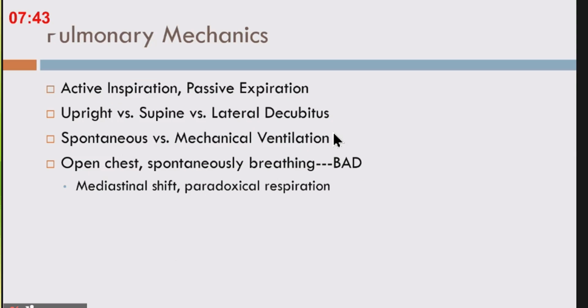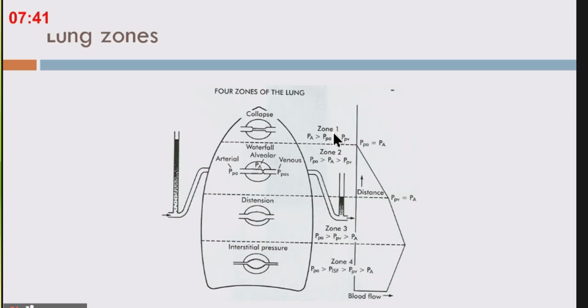Pulmonary mechanics, I'm going to skip that. Most of you know the different zones of the lung. The biggest thing is, this is going to change with supine versus left lateral decubitus versus right lateral decubitus. This is in a patient that's sitting up.